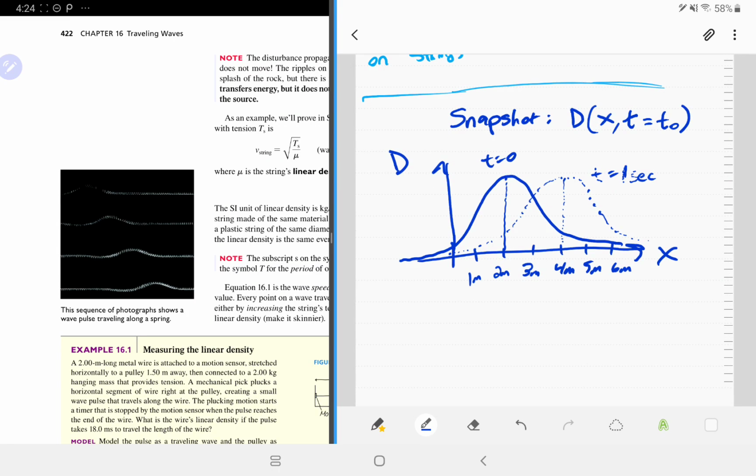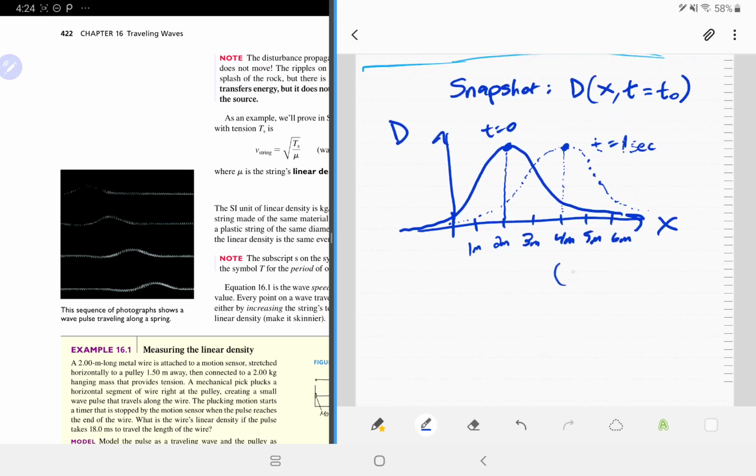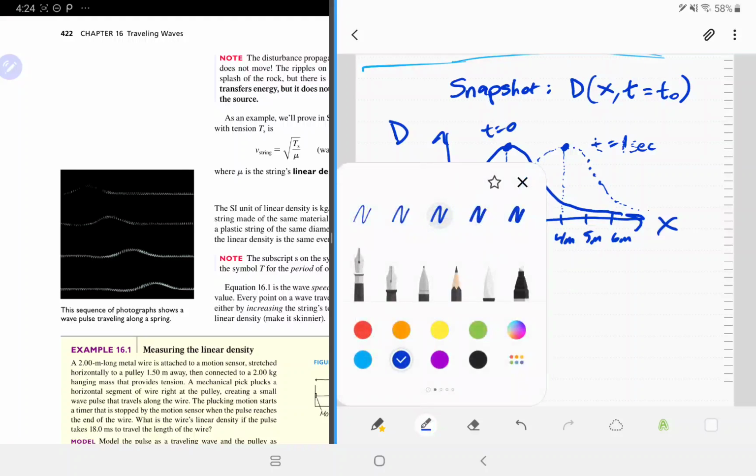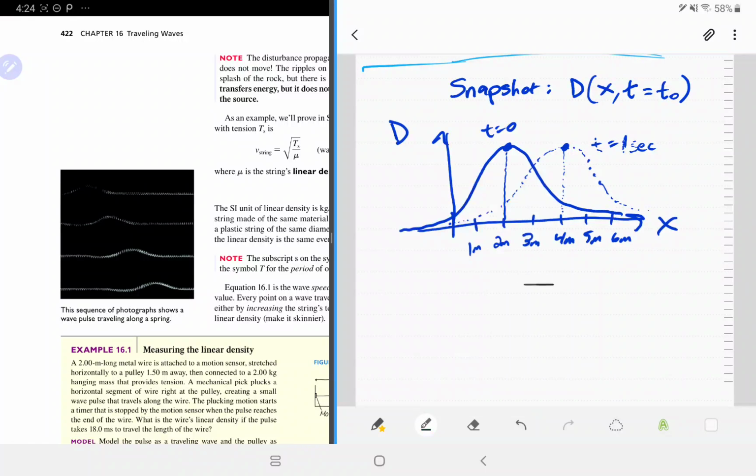So if I look at this point right here, and I just focus on this pulse as it travels to the right, it winds up right here after 1 second. So it looks like the wave speed, so let me just write down V. Here in this example, V is equal to 2 meters per second. That dot traveled 2 meters in 1 second.